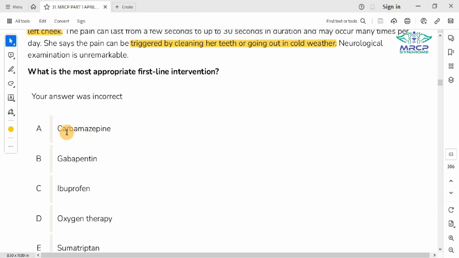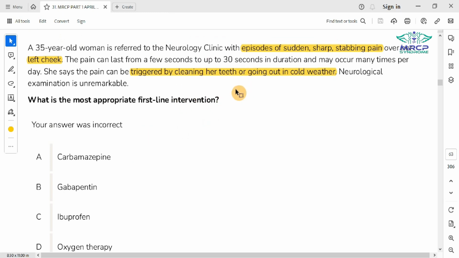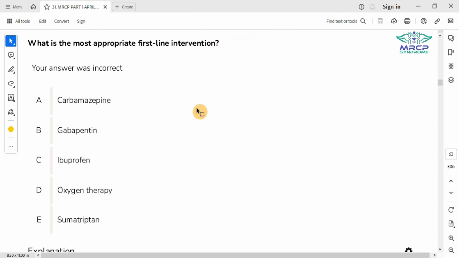And apart from carbamazepine, gabapentin and pregabalin can be used as adjunctive therapy, but this is not the first-line treatment, or the most appropriate treatment. They are just adjunctive treatment. And if a patient with trigeminal neuralgia has failure of pharmacological therapy, what should be the next step? We'll be going for the surgical option, trigeminal nerve decompression surgery.